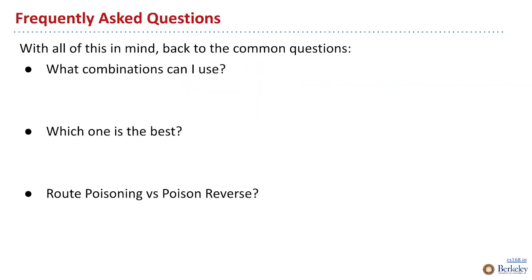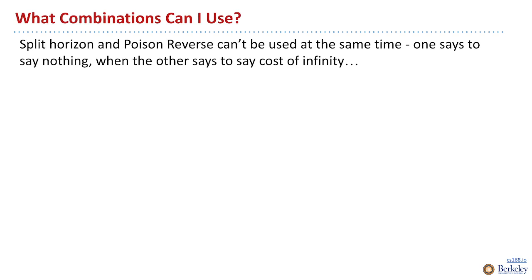These are the three questions I listed earlier that were always confusing to me, and I find students get confused with easily. What combinations of these can I use? Which one is best? And route poisoning versus poison reverse, which I'll have a nice chart for. So which combos can I use? Well, luckily this came up as a question earlier.